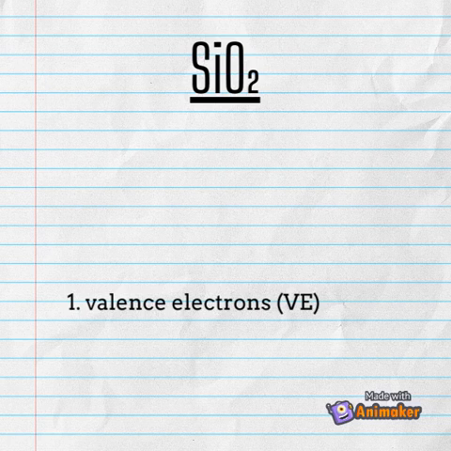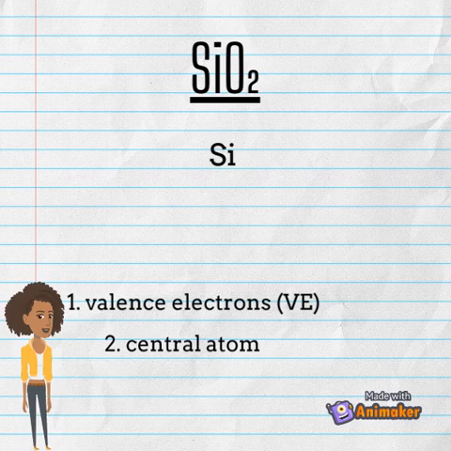Next, how do we determine our central atom? Our central atom is usually the atom with the lowest subscript in the molecular formula, or the atom that can form the most bonds, and the least electronegative atom. In this case, silicon is our central atom.